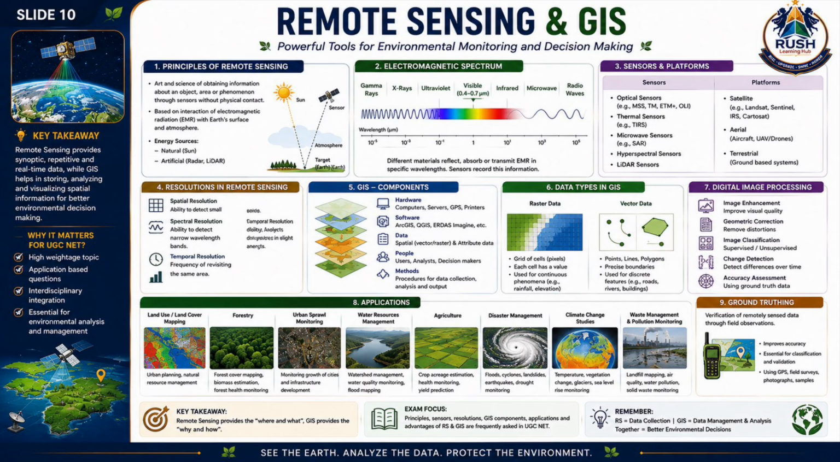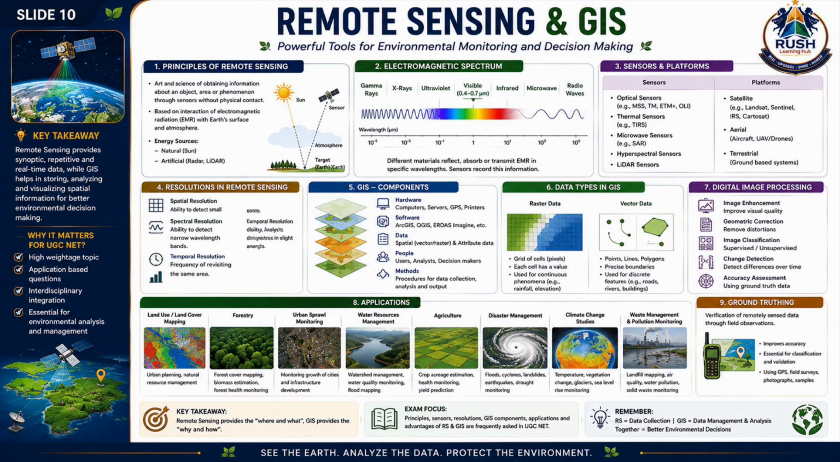The major components of GIS include hardware, software, data, people, and methods. Hardware includes computers, servers, GPS devices, and storage systems. Software includes GIS programs such as ArcGIS, QGIS, and ERDAS Imagine. Data forms the core of GIS and includes both spatial and attribute information. People and analytical methods are essential for effective GIS operations and interpretation.